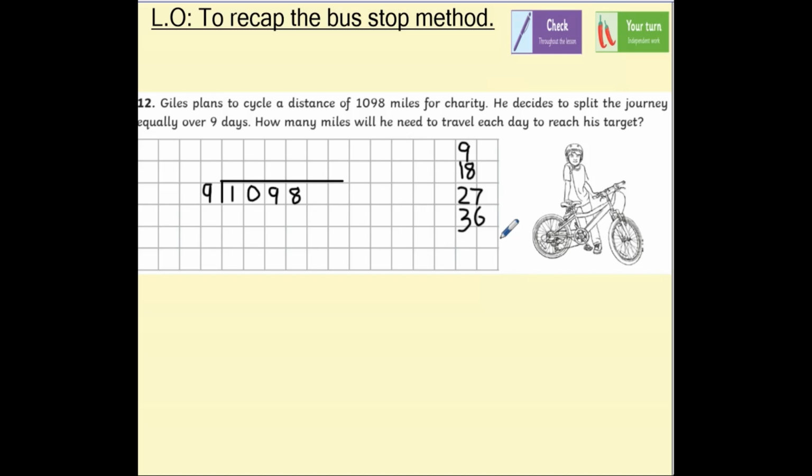Okay, how did you get on? Let's go through this together. How many 9s go into 1? You know you can't do that because 1 is smaller than 9. So this one, I'm going to change my colour pen so you can see. This one here, we move over to here, so this becomes a 10.